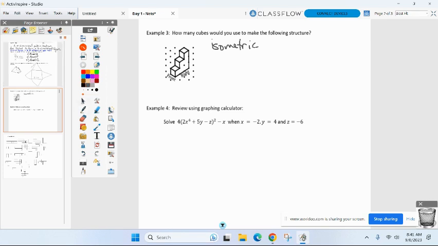All right, similar to a net, you can break an isometric drawing down. And that's what I want you to do in your group right now. Break this down and tell me how many cubes I can form. Same size cubes, please. All right, so break that down for me and figure out how many cubes I can make.